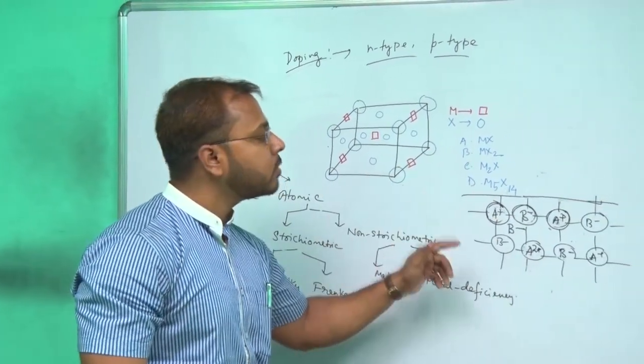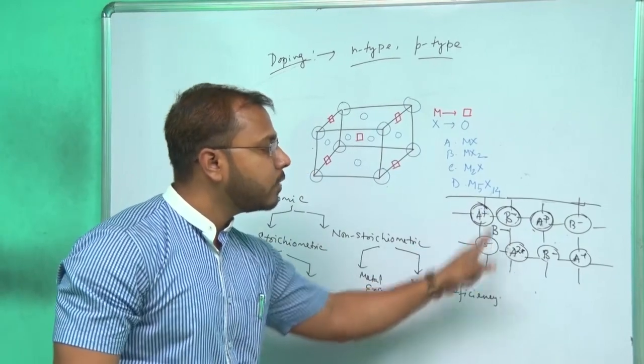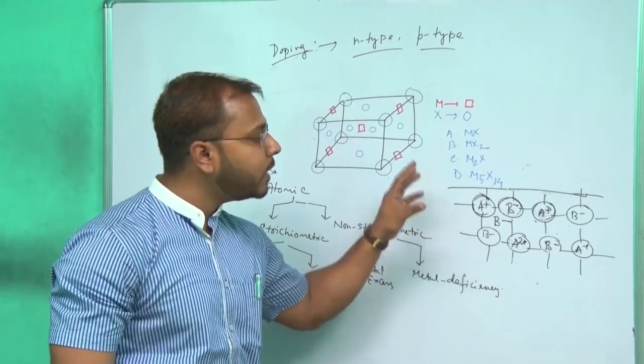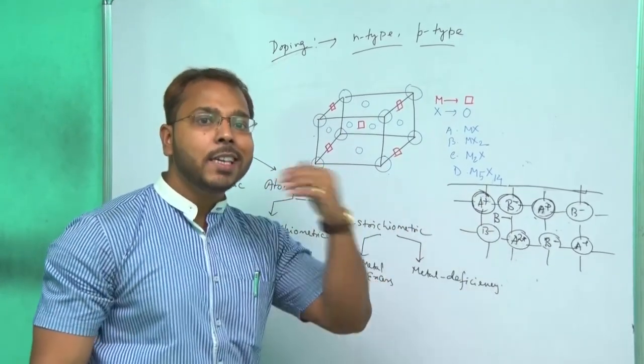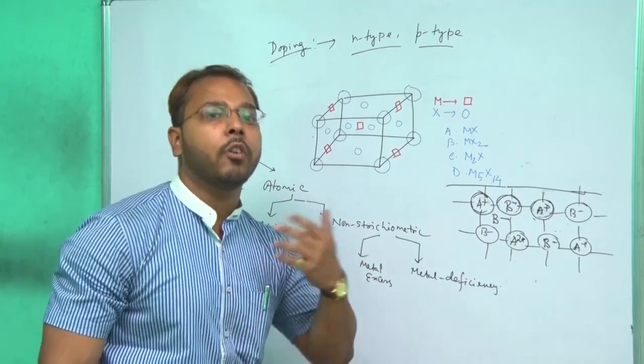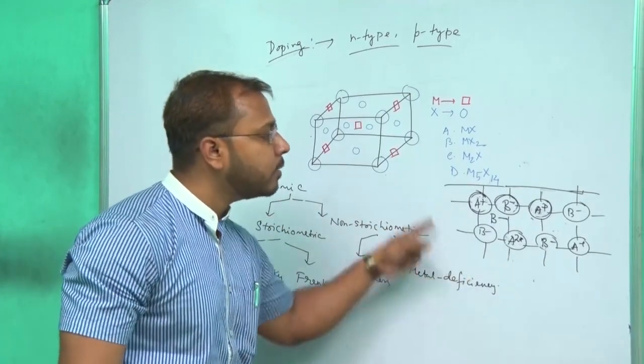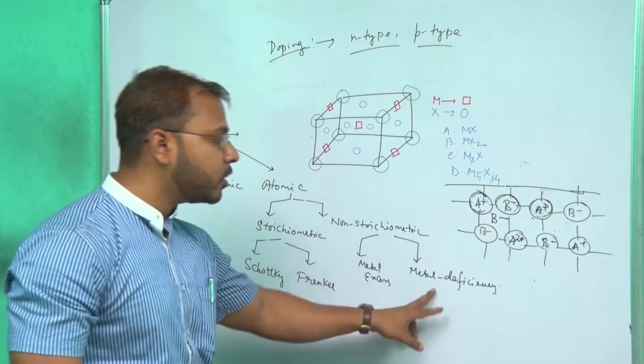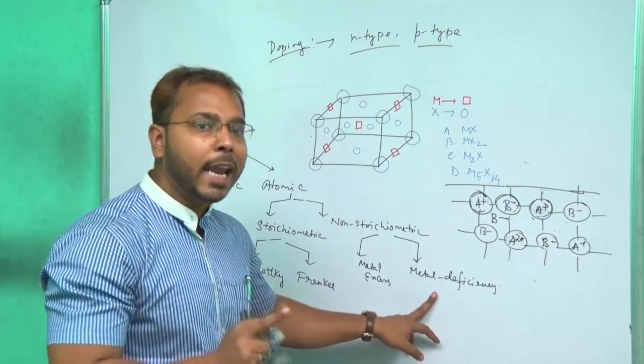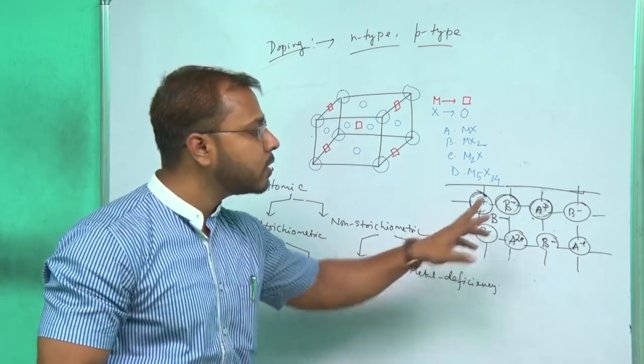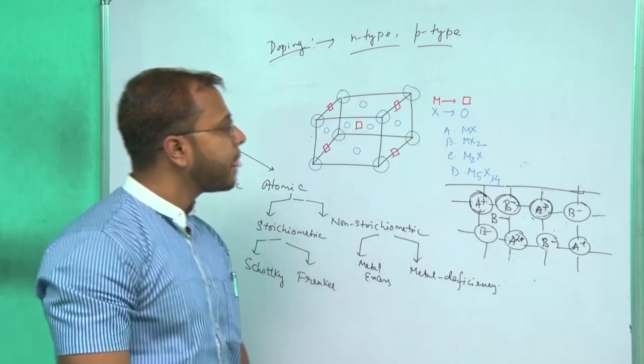Why? Because this interstitial gap is very short. So occupying the interstitial gap is easier for a cation but not for an anion. That is why it is a very uncommon defect. Metal deficiency due to extra anion occupying the interstitial gap is not a common case.